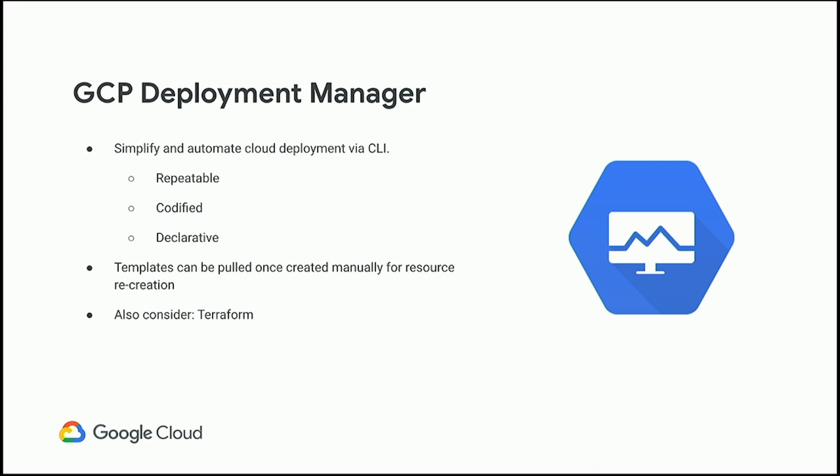Deployment Manager is a solution that's typically used, Google native, around automating the cloud deployment, so that you have your infrastructure codified, repeatable, declarative. The templates can also be pulled once, created manually for resource recreation, so you can reuse that across multiple different services. Now, Terraform is often a common alternative to this that's also useful. They both have their drawbacks. In this particular instance, we're talking about a GCP Deployment Manager implementation.